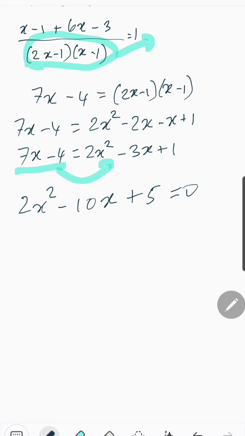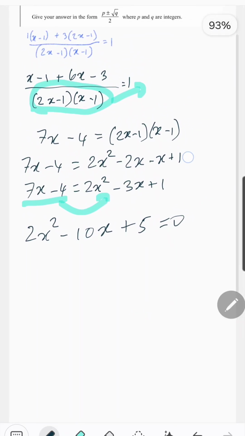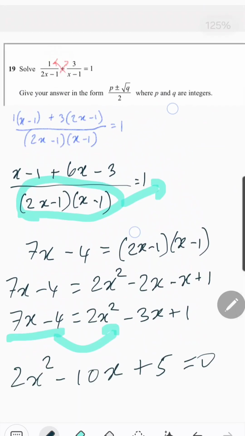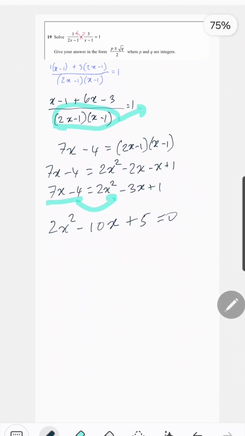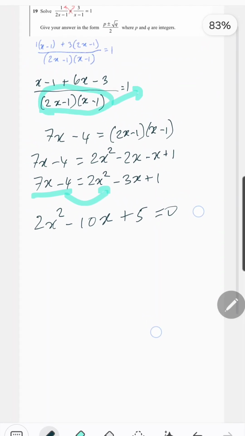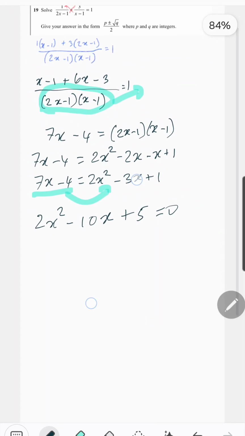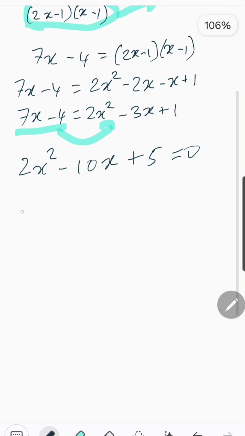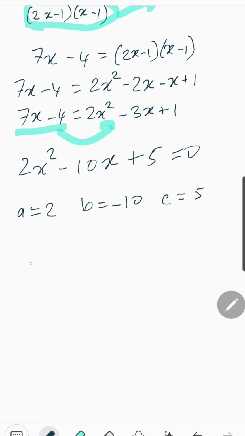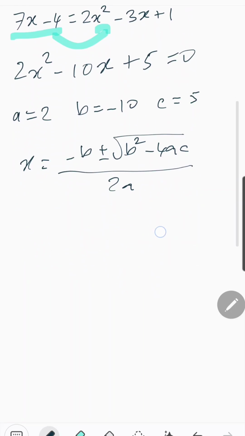So if you factorize this now, that's all you have to do. Now, because it's written like this, it's most probably going to be completing the square or using the quadratic formula, whichever one you want to use. Let's use the quadratic formula. So a equals 2, b equals minus 10, c equals 5. So the quadratic formula is x is equal to minus b plus or minus square root of b squared minus 4ac, all over 2a. Substitute those values in.